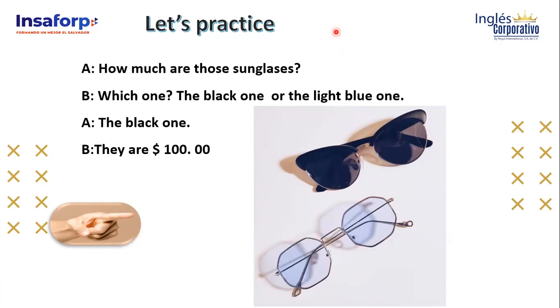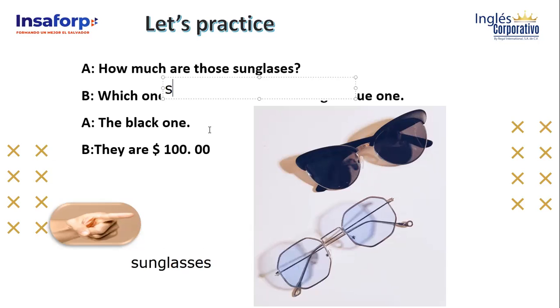Okay, let me write them here. So how do you spell sunglasses in English? Can you help me? Any volunteer? S-U-N-G-L-A-S-S-E-S. Is it correct? It has a double S here. Sunglasses. Thank you. Okay, now here we need to add an S.